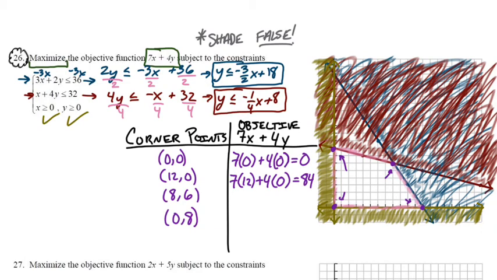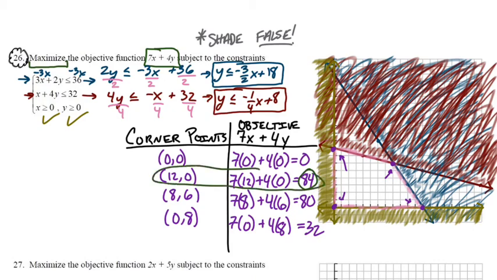All right, third corner point, we got 8, 6. So if I plug it into 7x plus 4y, we got an 8 for x and a 6 for y. So that's 56 plus 24, which gives us a grand total of 80. Last but not least, we've got 0, 8. So 7x plus 4y. Plug in 0 for x, 8 for y. That gives us 32. That's not a winner. It looks like our clear winner is going to be 84, which occurs at 12, 0.